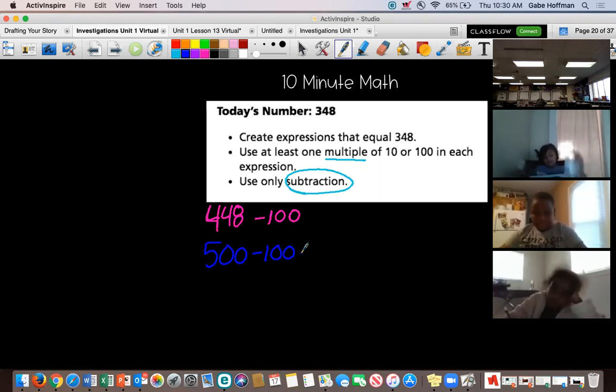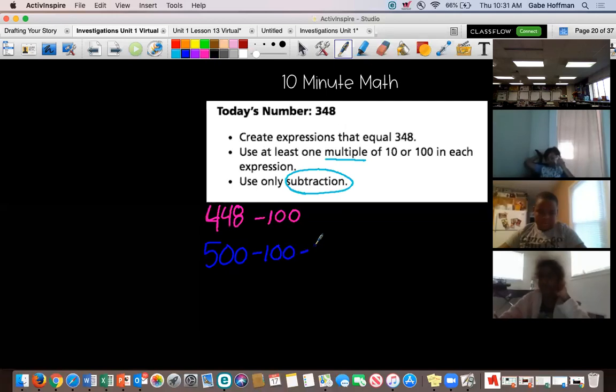So 500 minus 100 would be 400. And you still need to go down a little bit further to get to 348. So what could you do to get from 400 to 348? Somebody help them out. 400 minus 50 equals 450. What's 400 minus 50?